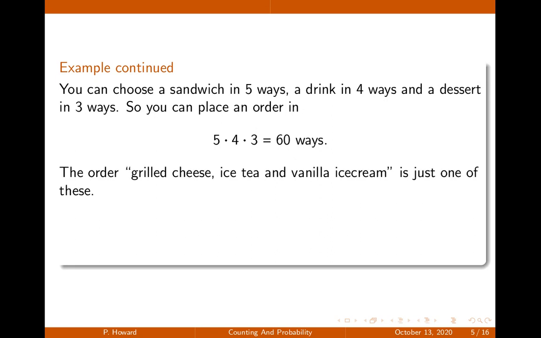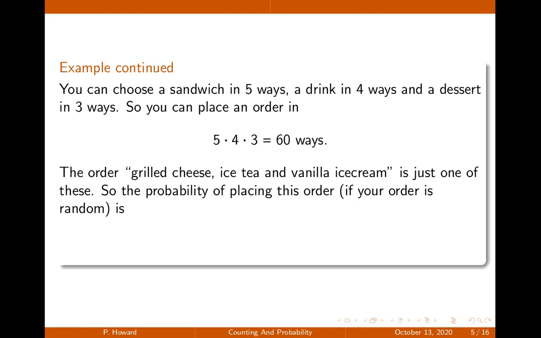The order that we're talking about here, grilled cheese, iced tea, and vanilla ice cream, is just one of these 60 orders. So the probability of placing this order, if you order randomly, is 1 over 60, or in decimal form 0.01667. I've rounded off that last digit.